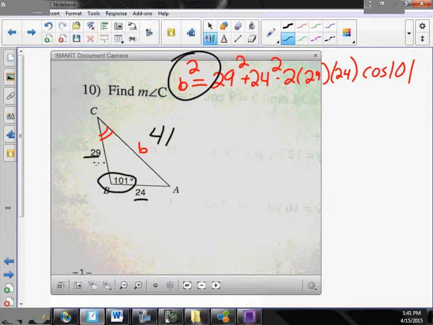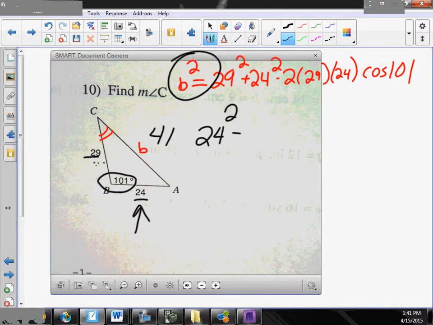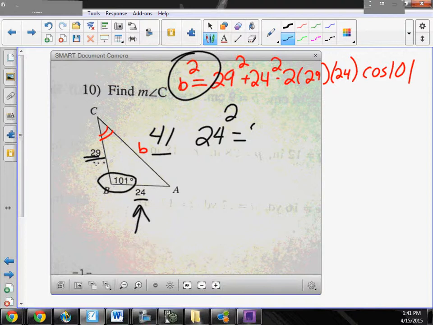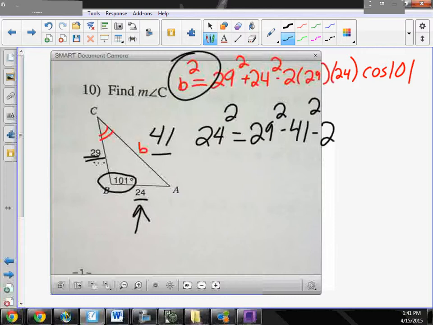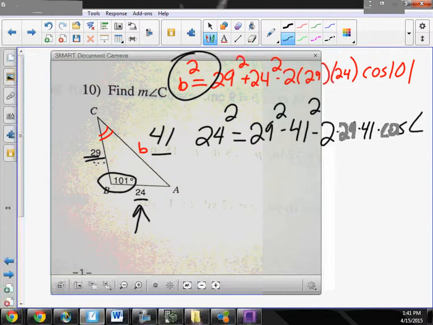Okay, now what do? We do the c squared equation to find angle C. So I do know what C is. It's 24. So 24 squared equals... Does it matter whether I use the 29 or the 41 first? No. So 29 squared minus 41 squared minus 2 times 29 times 41 times the cosine of angle C.